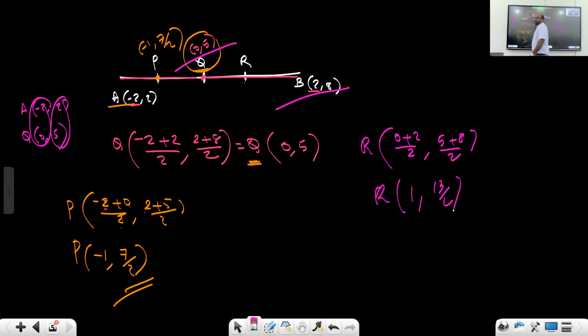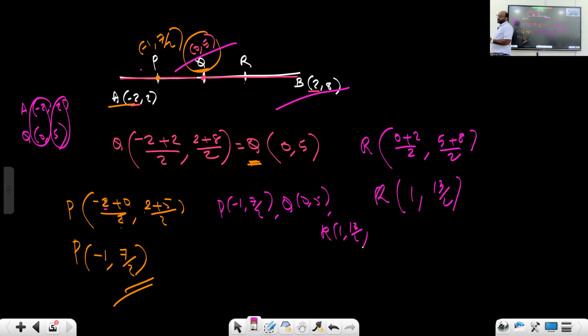Clear? Therefore, the required points are written according to the order, not what you got. According to the order, which letter first? P. Therefore, the points of division are P minus 1, 7 by 2, the second coordinate 0, 5 and the third coordinate 1, 13 by 2. You people have to write according to the order in the diagram. Clear? Next question.